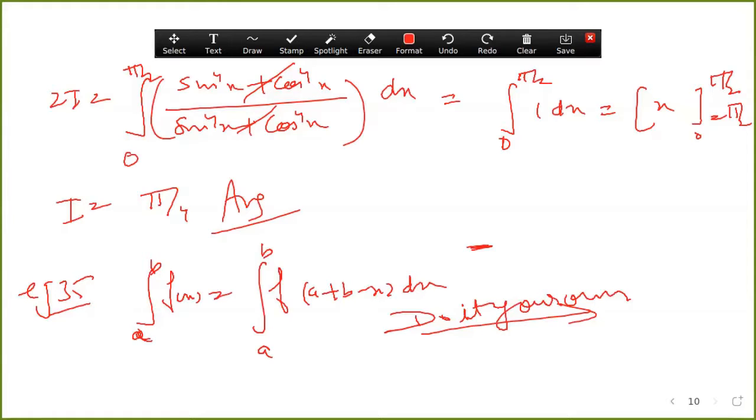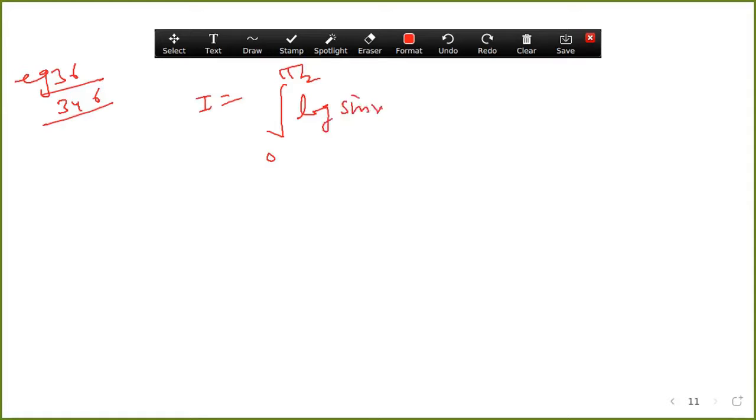Now we'll do example number 36. Very good example. Let's do example number 36 on page number 346. Integration of the function from 0 to pi by 2, and the function is log sin x with respect to x.